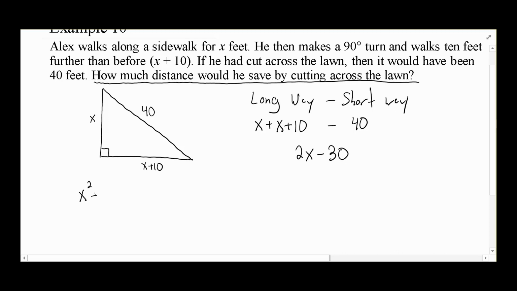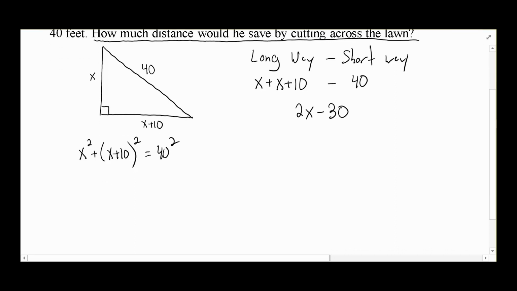To solve for x, I can take that right triangle over there and use the Pythagorean theorem, where I have x squared plus x plus 10 squared equals 40 squared. So that I have x squared plus x squared plus 20x plus 100, once I square that out, equals 1600. Or 2x squared plus 20x minus 1500 equals 0.